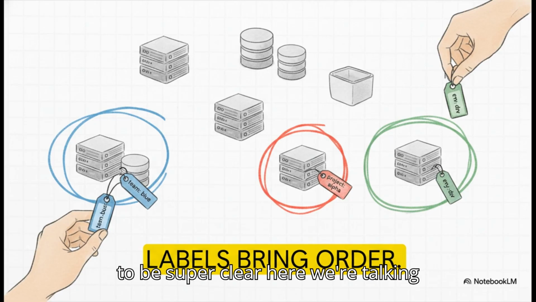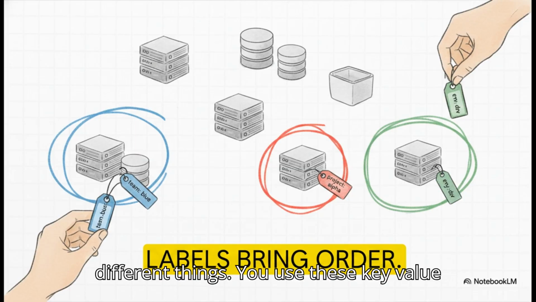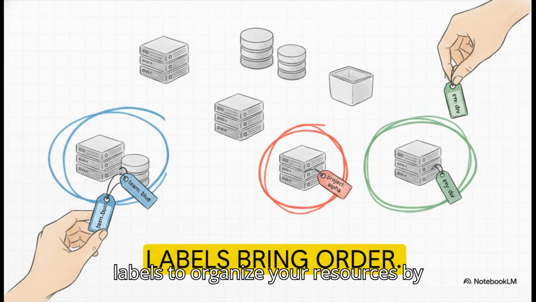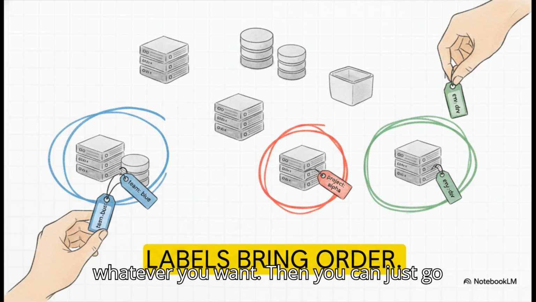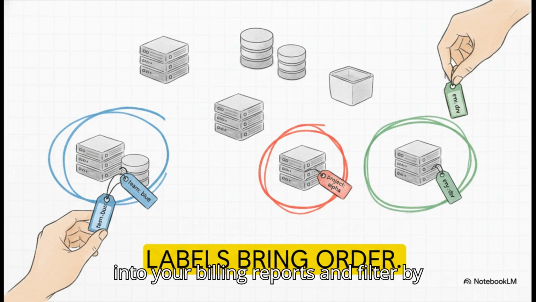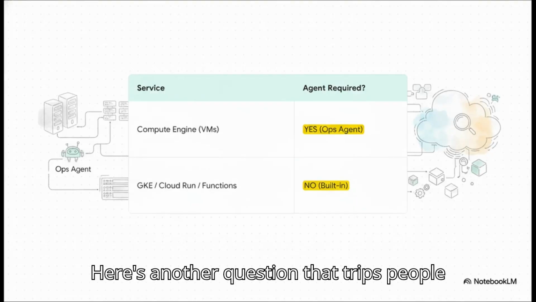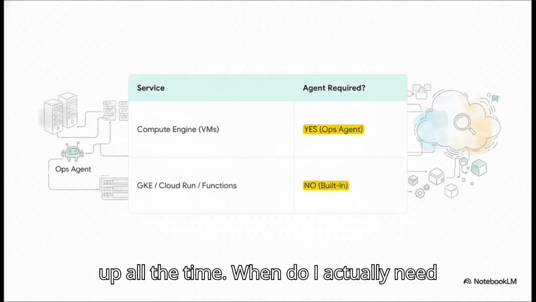And I want to be super clear here. We're talking about labels, not tags. They're different things. You use these key value labels to organize your resources by team, by environment, by cost center, whatever you want. Then you can just go into your billing reports and filter by those exact labels. It's that simple.